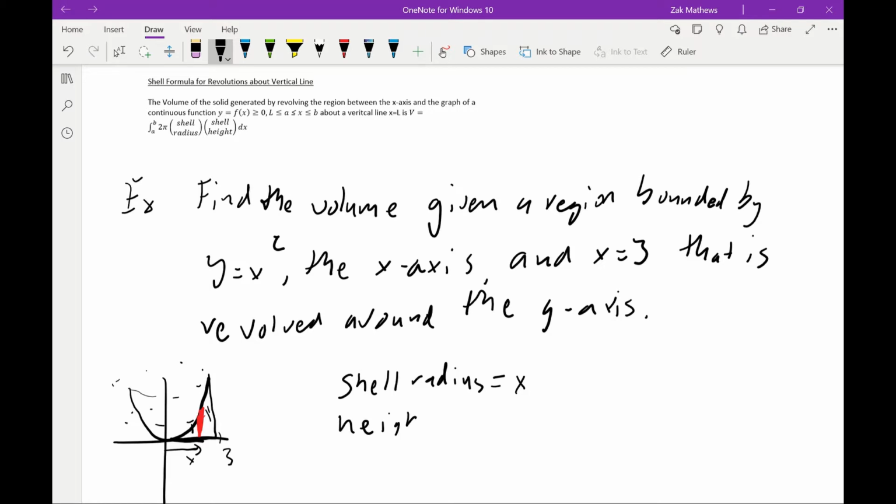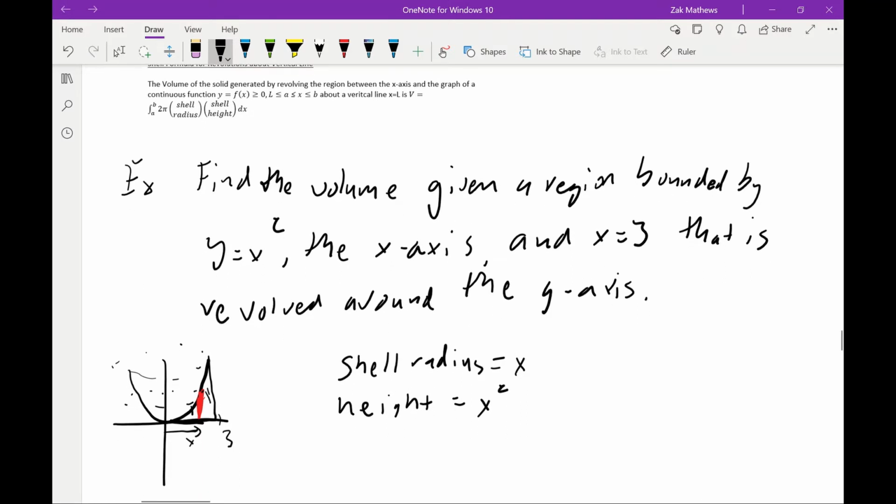The shell height, well, that is equal to the function value. So in this case, it's x squared. And then the thickness of the shell, how thick is this red line right here going side to side? Well, the thickness is the dx.